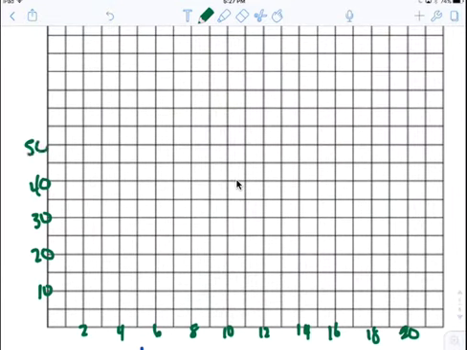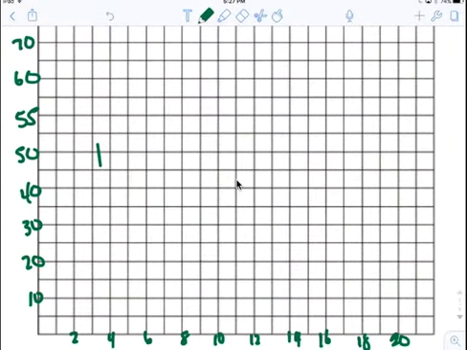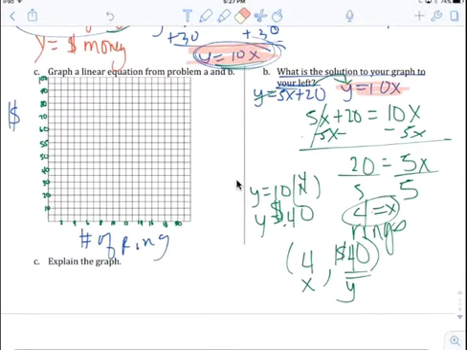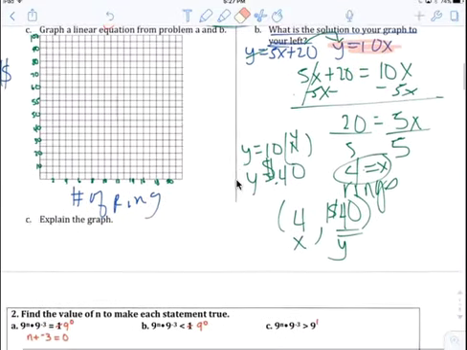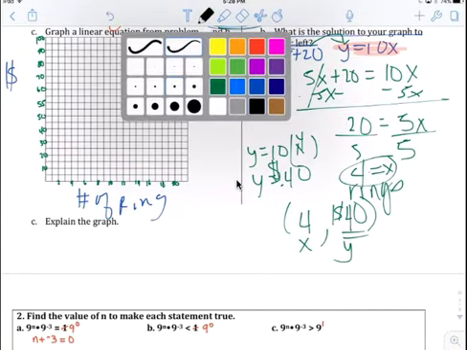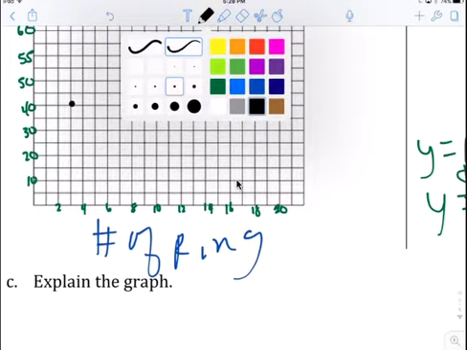45, 50. Notice it takes me a while. 55, 60, 65, 70, 75, 80, 85, 90, 95, 100. 440 is where both graphs need to meet. Okay, so 440 is where they both have to meet.